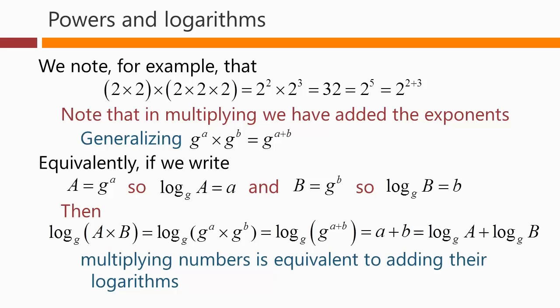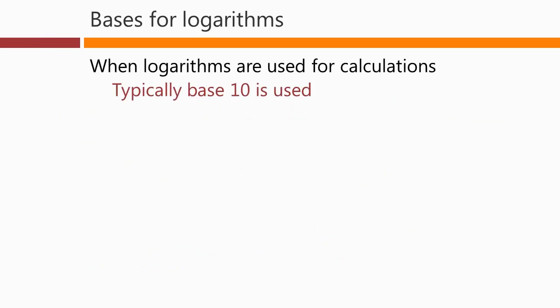So multiplying numbers is equivalent to adding their logarithms. And that was one of the main reasons why logarithms were used to do calculations for many years. If you had log tables, you merely had to do additions in order to multiply numbers. When we use logarithms for ordinary calculations, we typically use logarithms to the base 10.